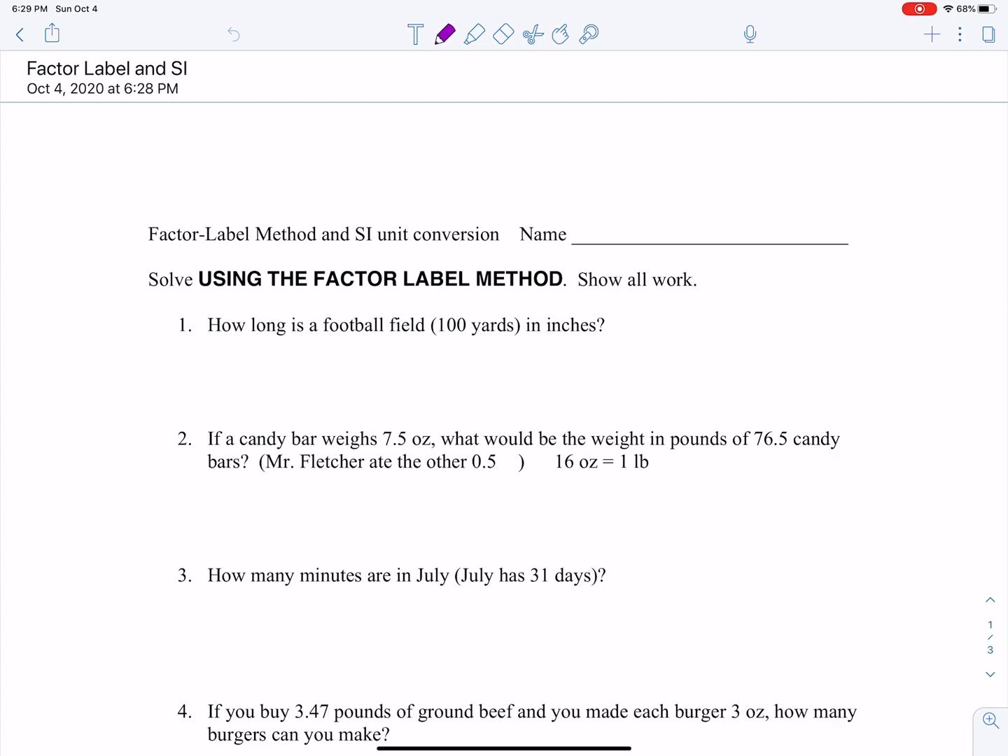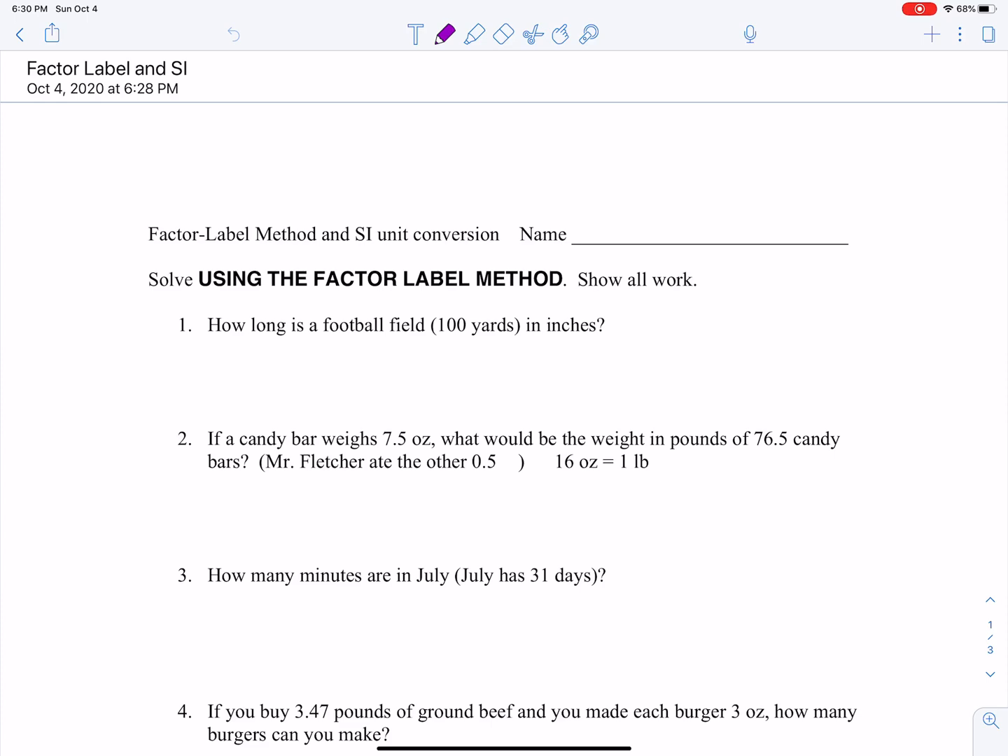So factor label, or dimensional analysis as we call it, is a process in which we solve word problems and we make sure we line up the units so they cancel out. So the setup is really important, and a lot of kids want to skip this step because they don't want to put in the units. But it's really important to put in units because then when you do so, it will all make sense. So I'm going to go through and show you how to set up the first couple problems.